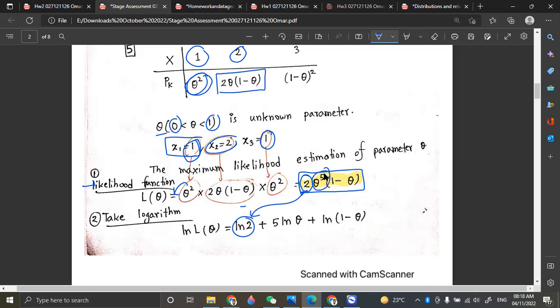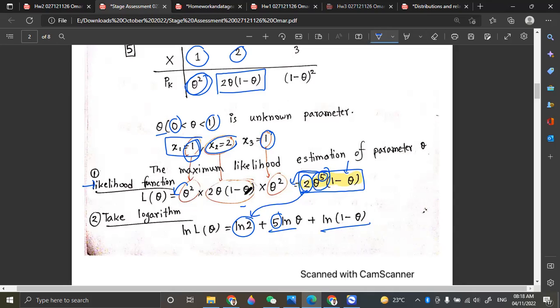So we have to bring the power down, okay? You see here, I bring the power down. So I get 5 ln theta. And then here is 1 minus theta, so I write down here ln of 1 minus theta. Okay, so this is the logarithm of the likelihood function.